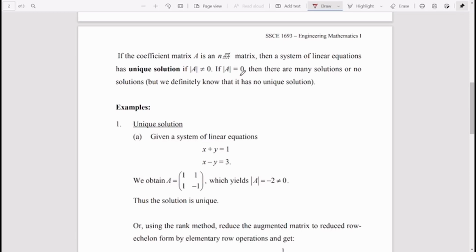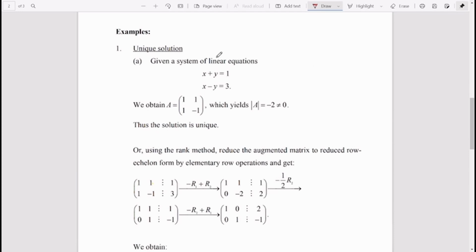If the determinant of the matrix A is equal to 0, then there are many solutions or no solution, but we definitely know that it has no unique solution. We can see from the example a system of linear equations: x plus y is equal to 1 and x minus y is equal to 3.